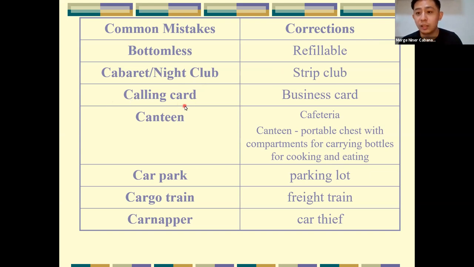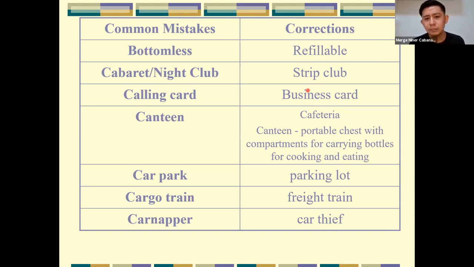Again, calling card, you cannot use that card to call someone. So you say, hey, here's my business card, not calling card. Again, business card. Biz, with the emphasis on the first letter S, the sound becomes a Z, because whenever an S is between two vowel sounds, it becomes a Z. Business, treasure, pleasure. Okay, so you use the following terms correctly and even the proper pronunciation.